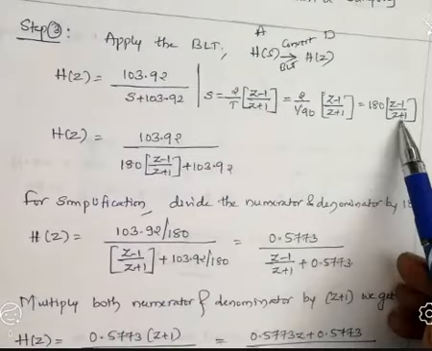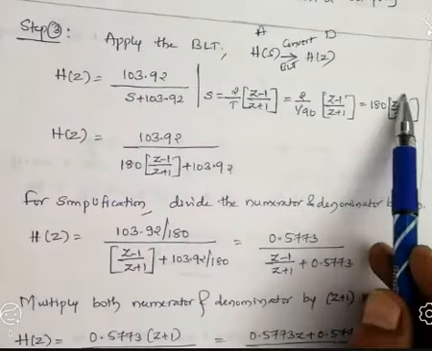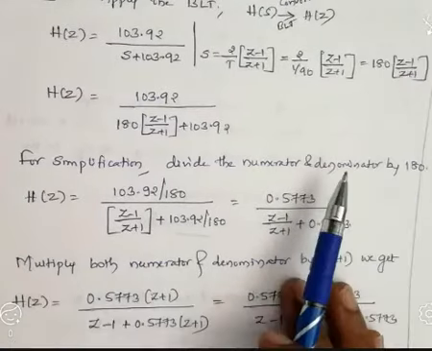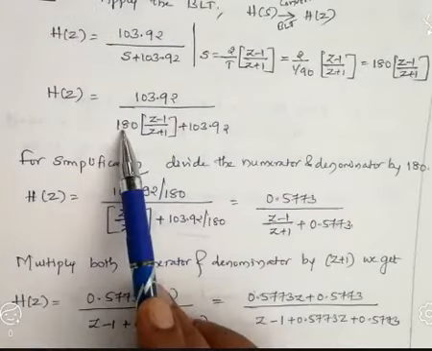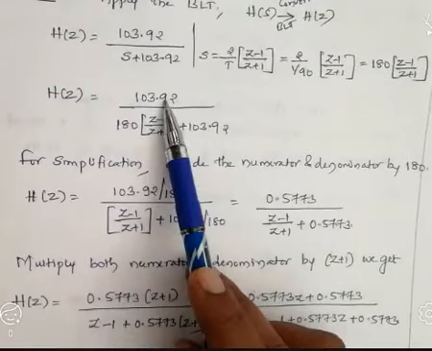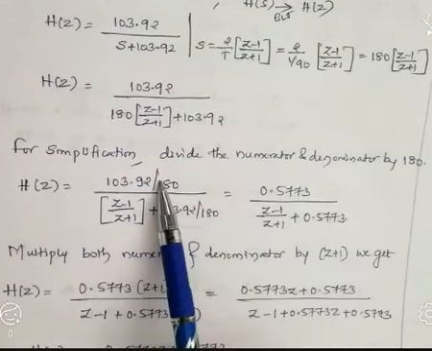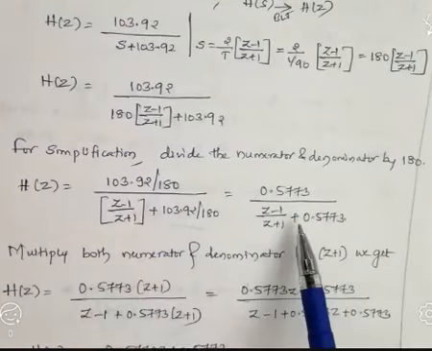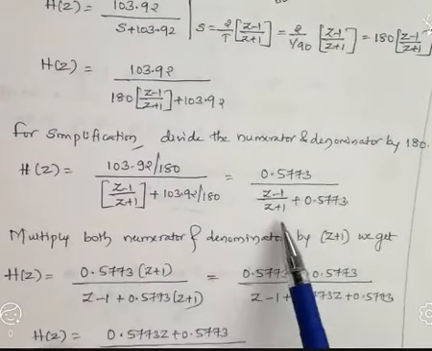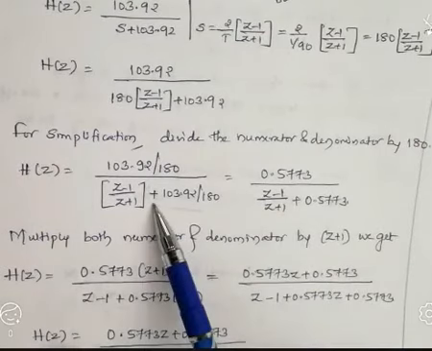Here I will substitute this value of s. For simplification, I will divide the numerator and denominator by 180, because 180 is present here. So dividing the numerator and the entire denominator by 180, we get 103.92 divided by 180. 180 divided by 180 cancels. Simplifying, for the numerator we get 0.5773, divided by (z minus 1) divided by (z plus 1) plus 0.5773.